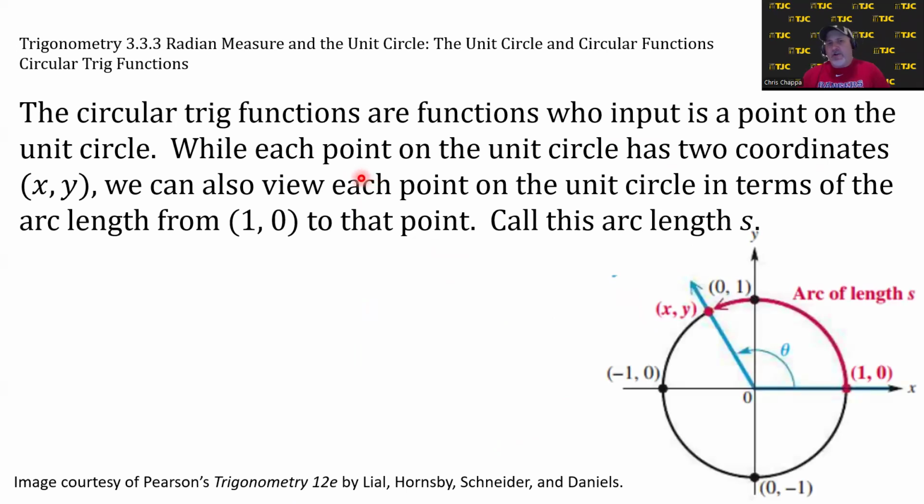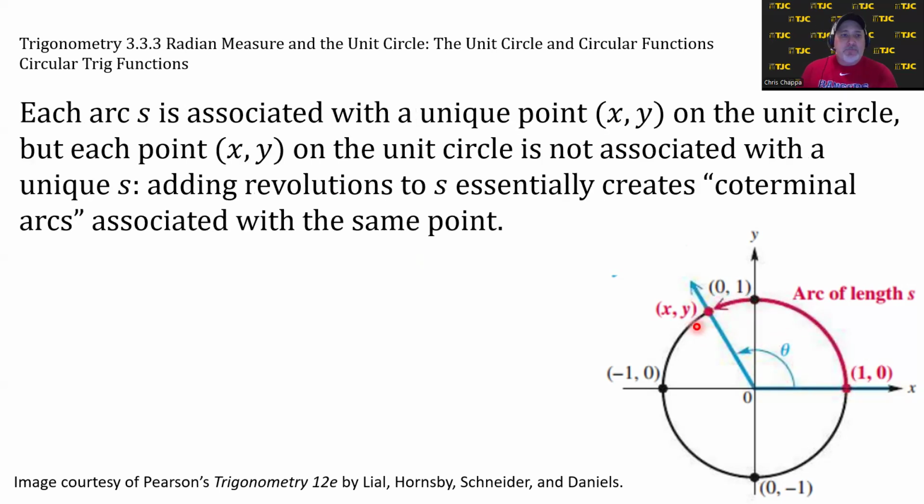Now, the circular trig functions are functions whose input is a point on the unit circle. So you pick a point on the unit circle and you hit it with trig. While each point on the unit circle has two coordinates x and y, we can also view each point on the unit circle in terms of the arc length from (1, 0) to that point, and we will call this arc length s. So in other words, every point is associated with a single number. How far did I travel to get there, starting at (1, 0)?